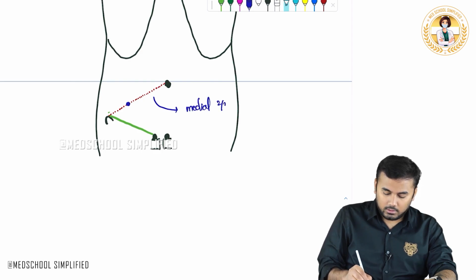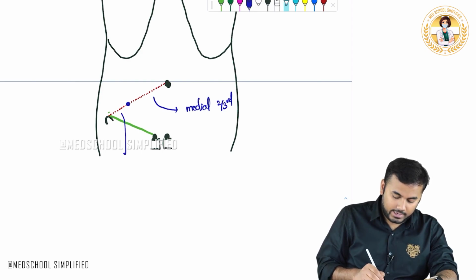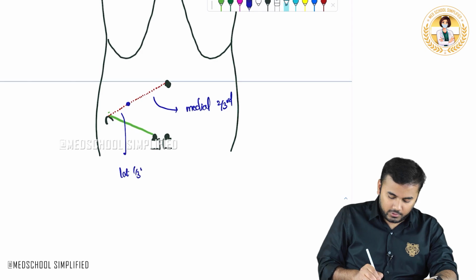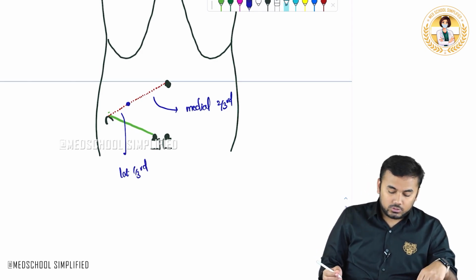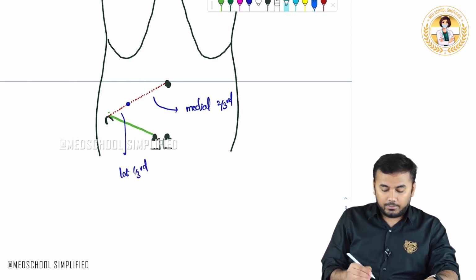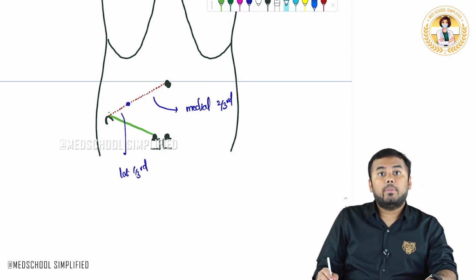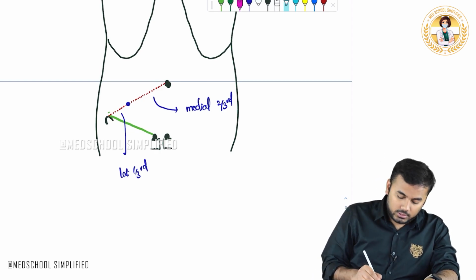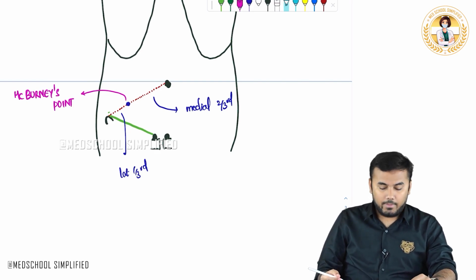Okay. So this half would be medial 2/3, right? And this half here would be lateral 1/3. So the point from medial 2/3 to lateral 1/3, right? So exactly this point in the center, connecting the junction between the medial 2/3 and the lateral 1/3, right? So this point here is called McBurney's point. Okay. This point over here is called the McBurney's point.